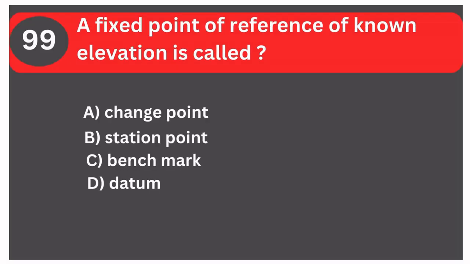A fixed point of reference of known elevation is called. Options: A. Change point. B. Station point. C. Benchmark. D. Datum. Answer: C. Benchmark.